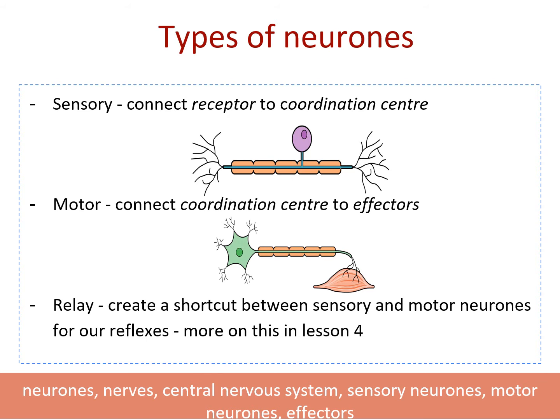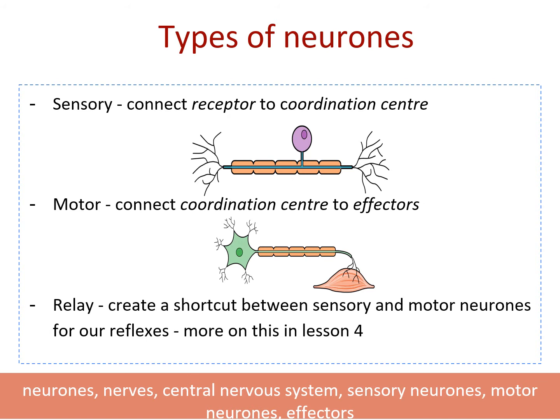You've then got your motor neurons, which connect your coordination center and the effectors. So this would either be a muscle or a gland. In this case here, it's a muscle. It might be a gland as well. So they are the ones that take the impulse away from the coordination center to the effector to bring about the response.